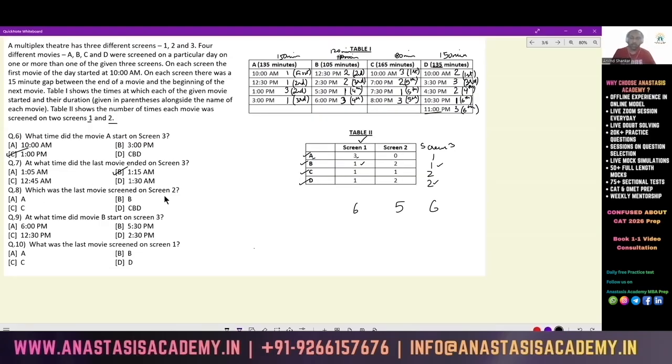Which was the last movie to be screened on screen 2? On screen 2, the fifth movie was at 7 p.m. and it was movie C. So option C. At what time did movie B start on screen 3? Movie B on screen 3 started at 6 p.m. So the first option A. And what was the last movie screened on screen 1? Last movie on screen 1 is movie D at 10:30 p.m. So it will be option D. So the answers are C, B, C, A, D. That is the entirety of this set.